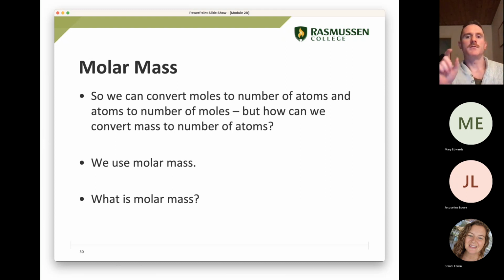So you can convert moles to number of atoms and atoms to number of moles, but what if you want to convert mass to number of atoms? I said that was really important, right? Because we want to be able to figure out the number of things related to its mass. It's very powerful. So we use the molar mass to do this.